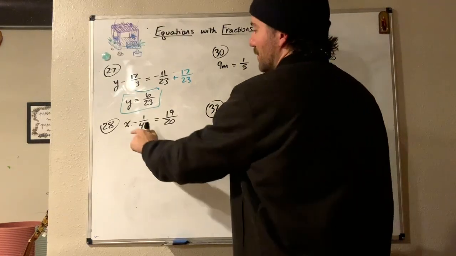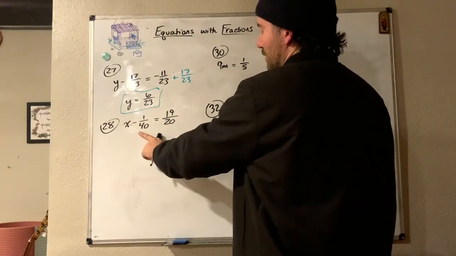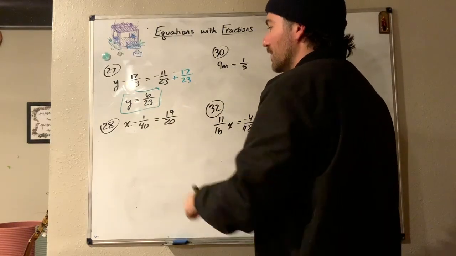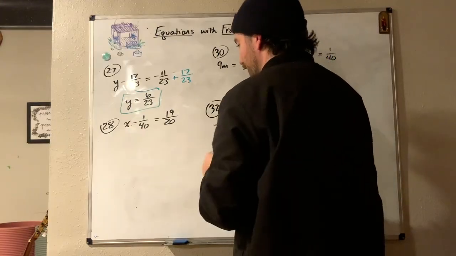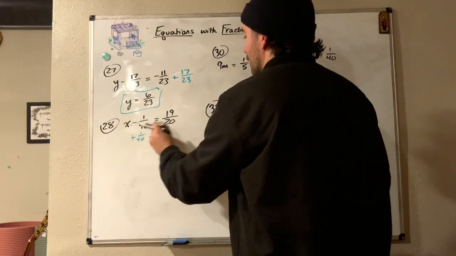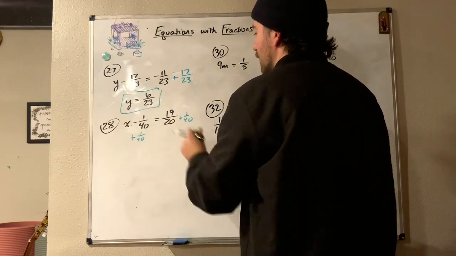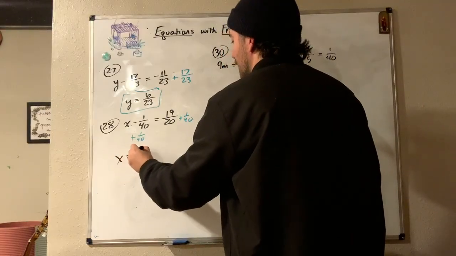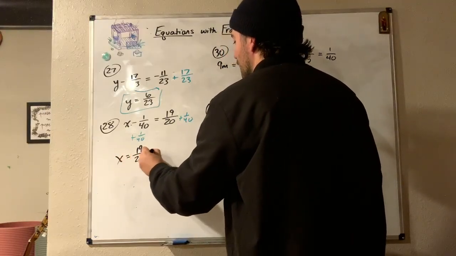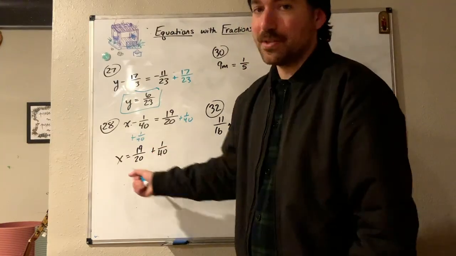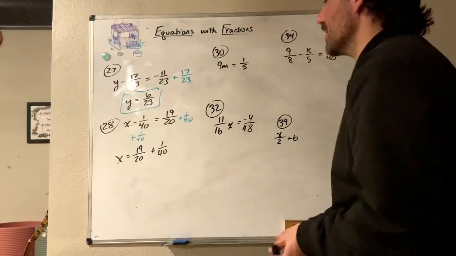So that's our case for number 28. I have x minus 1 over 40 equal to 19 over 20. Let's still at least move that over. That'll be our good first step, plus 1/40th. So let me just write it down here. X equals 19/20 plus 1/40. It's like they have two different units. We can't quite combine them together yet.